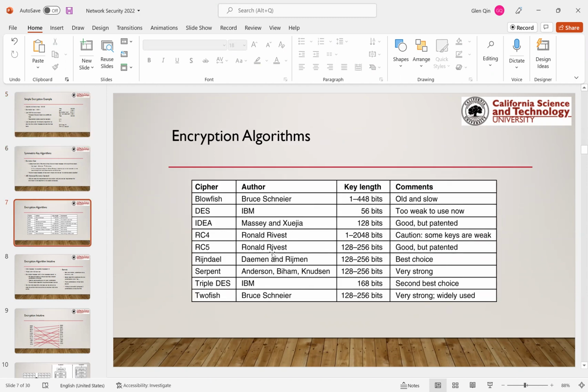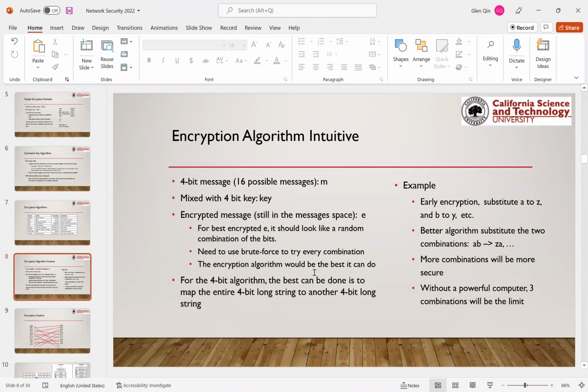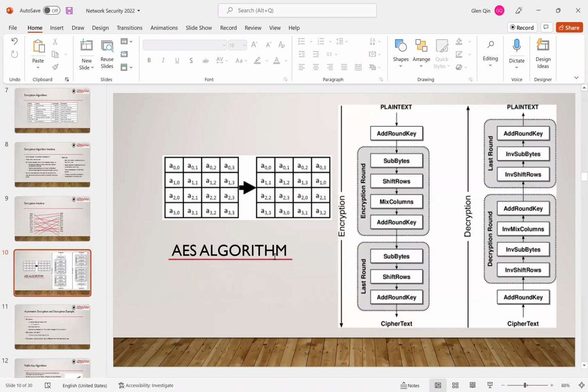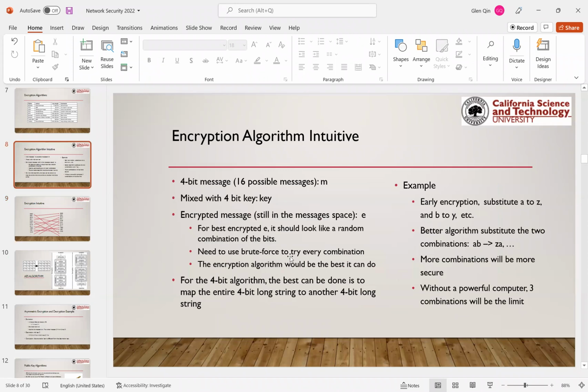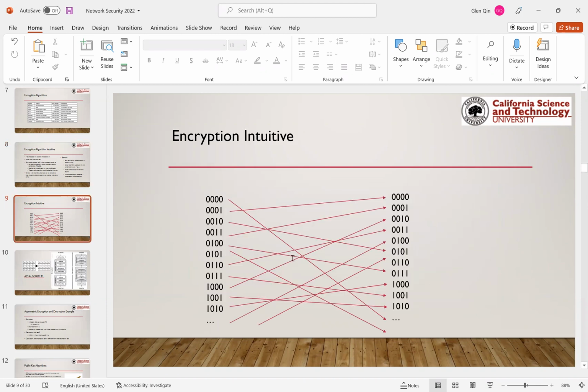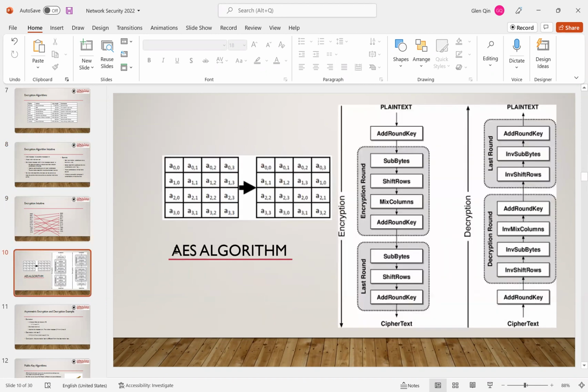So that's why you need to have a good algorithm. So many people proposed algorithms, and the winner is really the AES. AES is the winner. So now if you look at the computer, you can see lots of algorithms use AES.